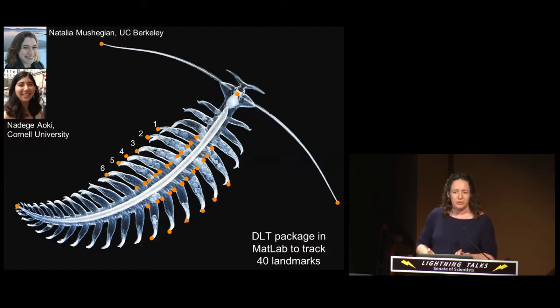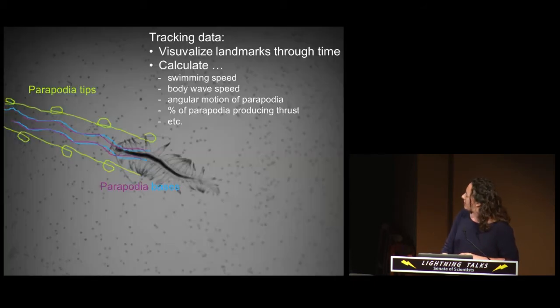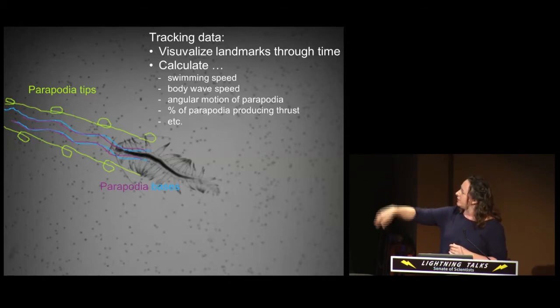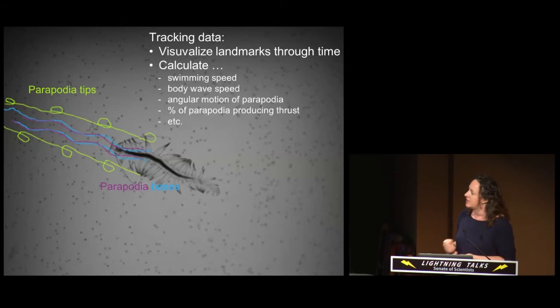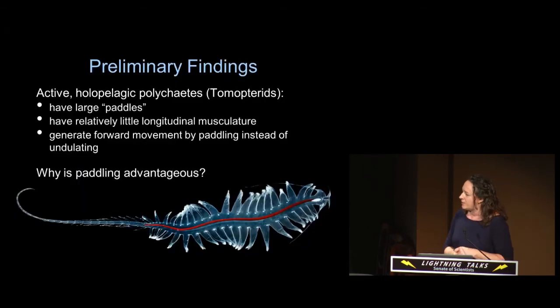This last summer, 2 undergraduates joined my lab, and what they did was spend their entire summer staring at these videos and marking landmarks on these animals so that we could track that and generate biometric data from them. And this tracking data allows us to visualize the landmarks through time as the animals move. It also allows us to calculate things like swimming speed, body wave speed, angular motion of the parapodia, and look at these, break the movement of these animals down in a bunch of different ways.